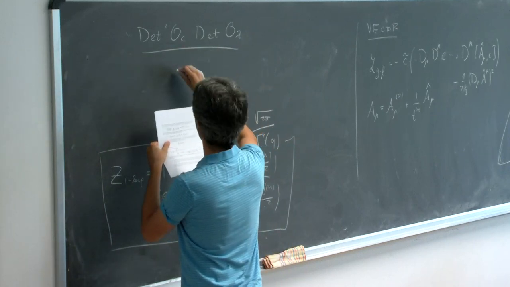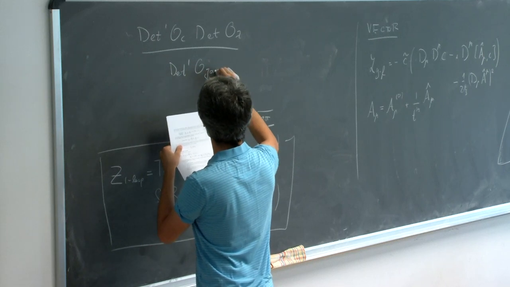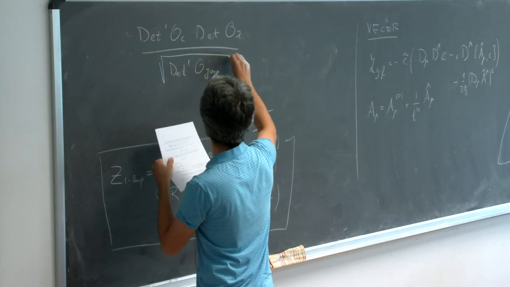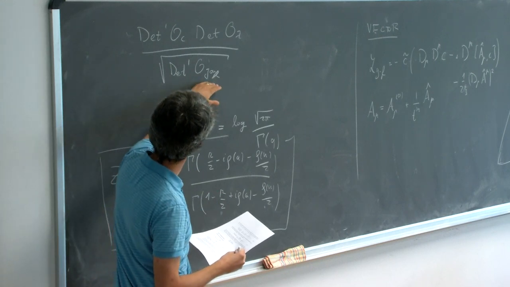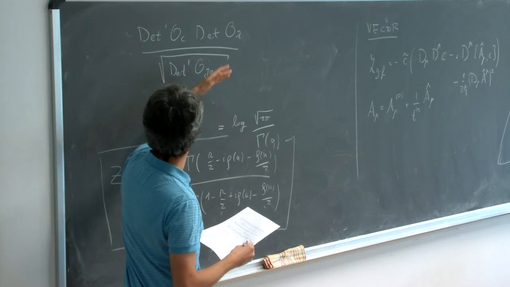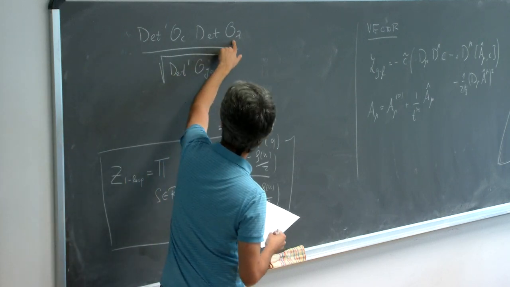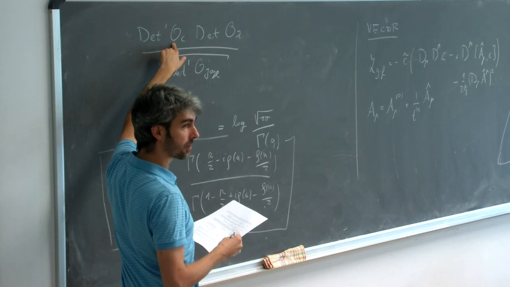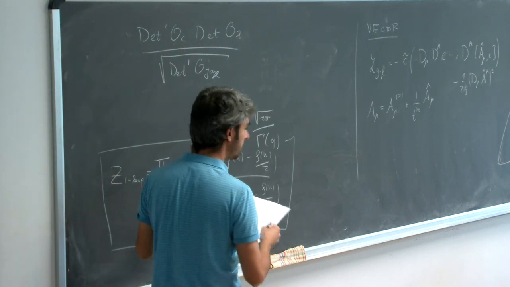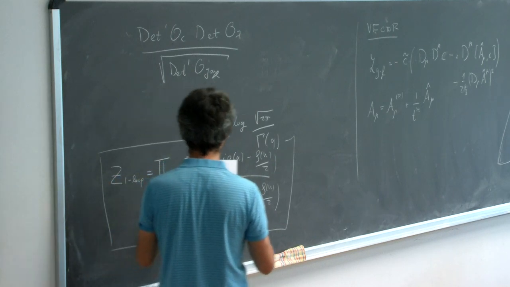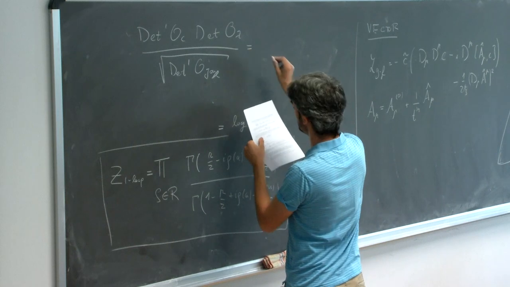And so here now you will have three pieces. There will be a piece from the gauge field. Since it's real, you have a square root. You have a piece from the gaugino, and you have a piece from the ghosts. But otherwise, you do the same thing. You use spherical harmonics, and you do exactly the same computation. And it turns out that you get something very simple.